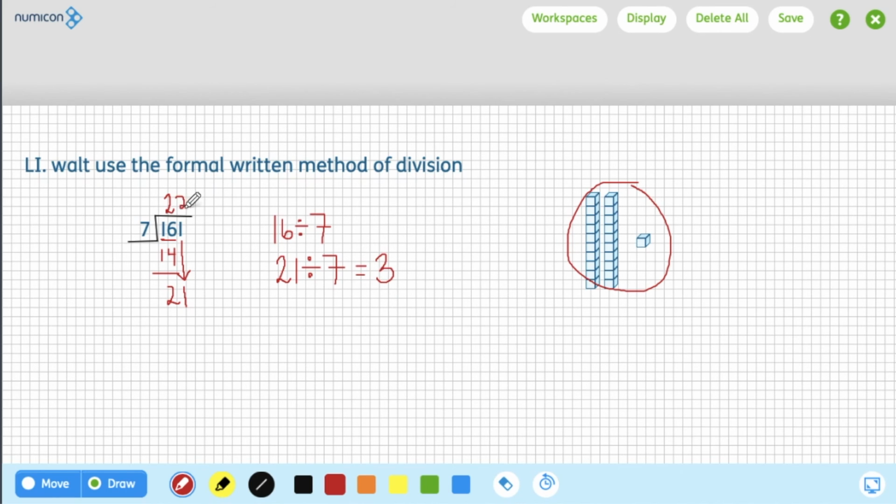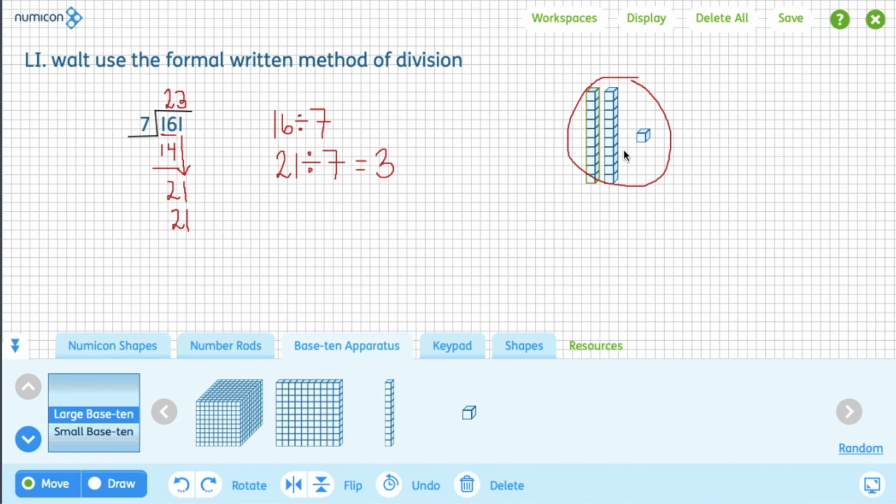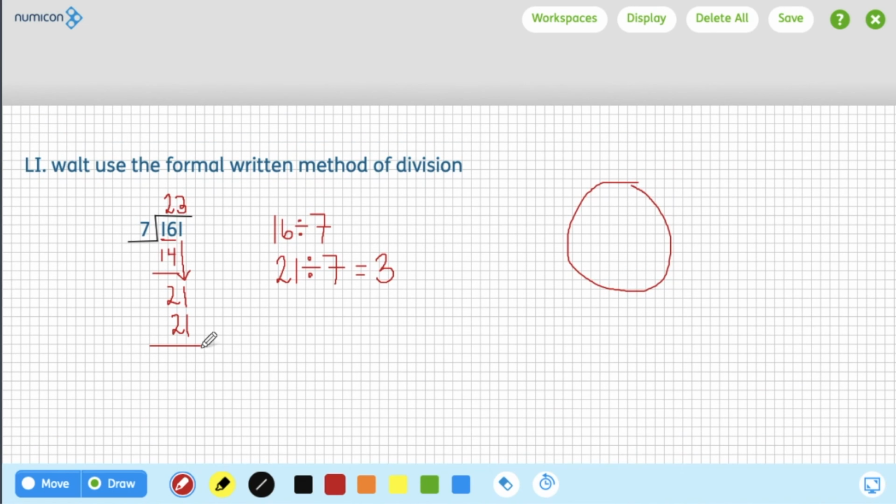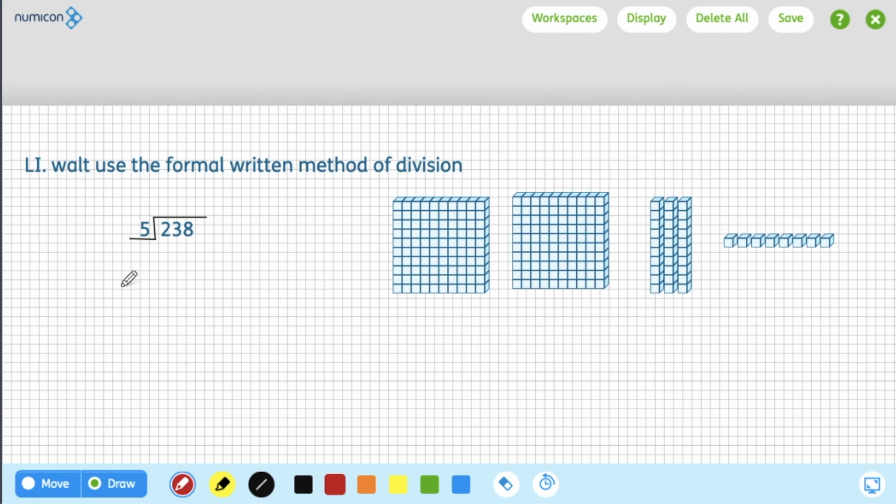So I'm going to pop that up there. And then let's see how much I've used. I've used 7 times 3 units, which is 21. So I pop that down here. And then I know that, oh, I've actually used all that. So delete, away you go. And I have no remainders. Perfect.